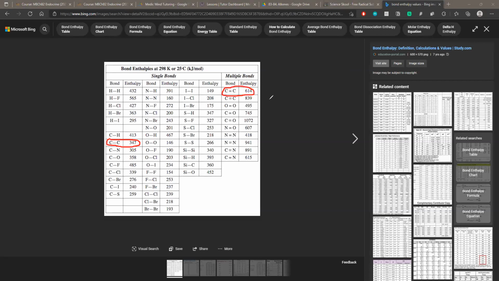Now, if the pi bond was stronger than the sigma bond, we would expect it to be at least double plus more, right? Because it's the addition of an extra bond, and if that extra bond is stronger, it's going to take it to double plus more. So we would expect the bond enthalpy of this carbon-carbon double bond to be at minimum 695. But the fact that it's 614 indicates that the bit that makes the double bond is actually weaker than the bit that makes the single bond by itself. But because it's an entirety, it ends up feeling stronger.